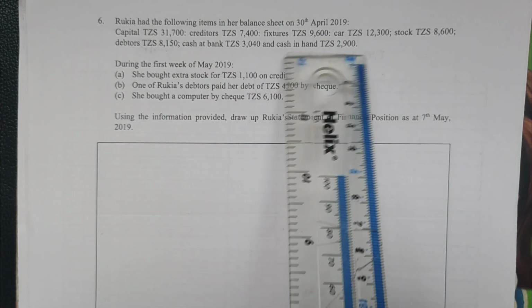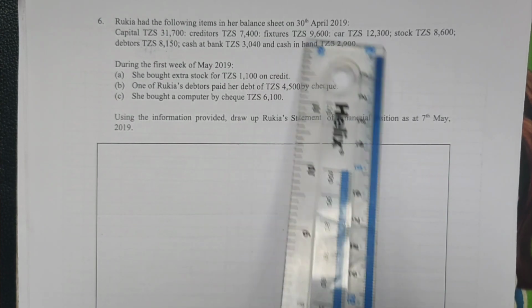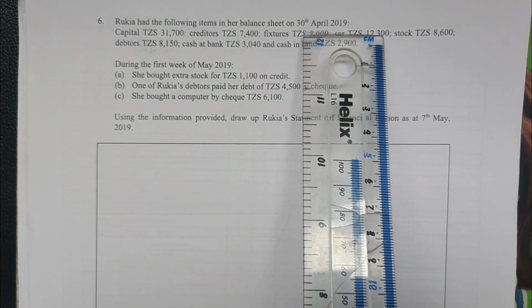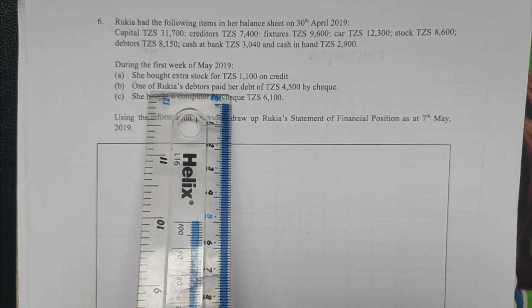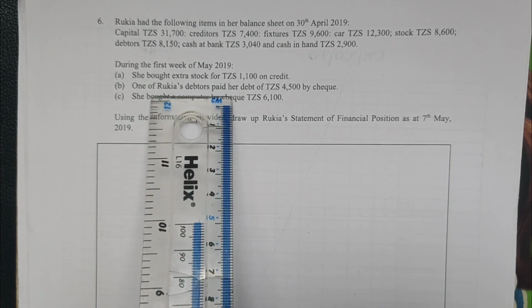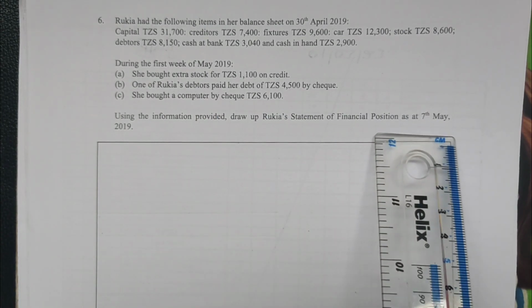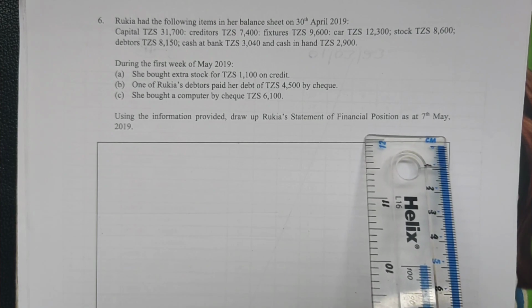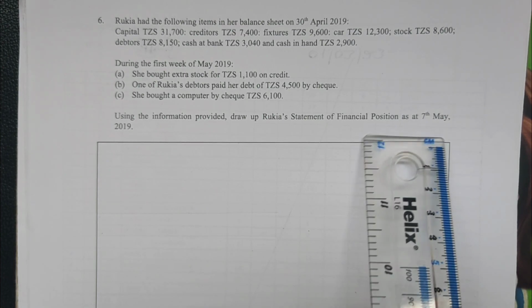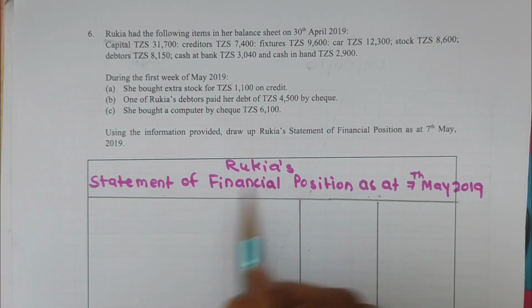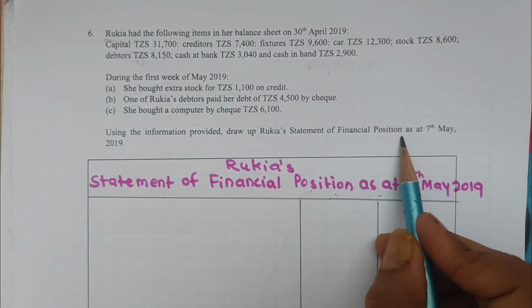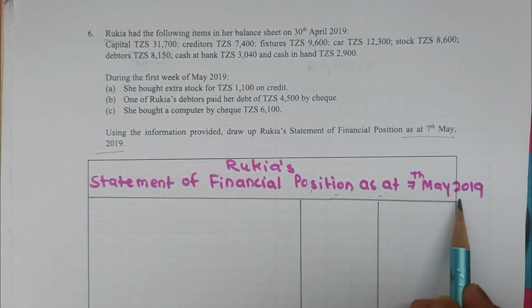So see students, this items balance is given on 30th April 2019, okay, and during the first week of May these adjustments are given, and after the first week as at 7th May, what will be the statement of financial position we have to draw over here. So let's prepare. So Rukia's statement of financial position as at 7th May 2019.